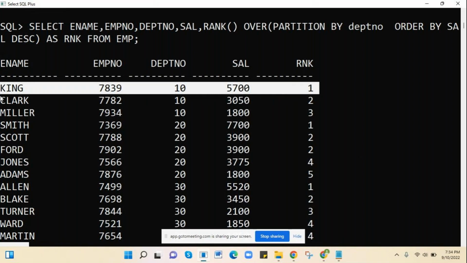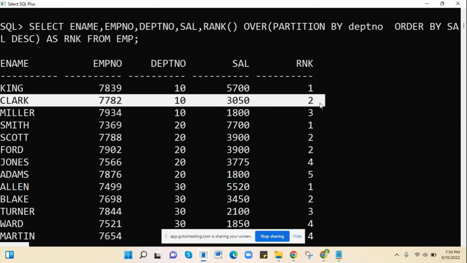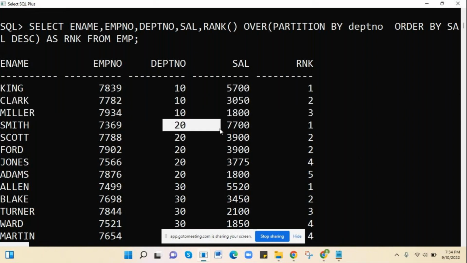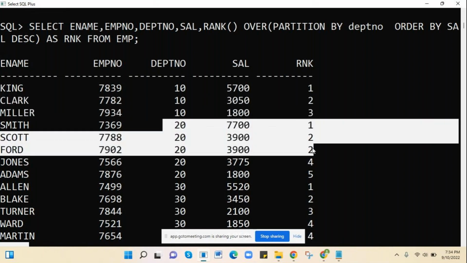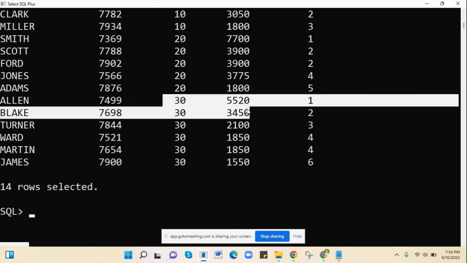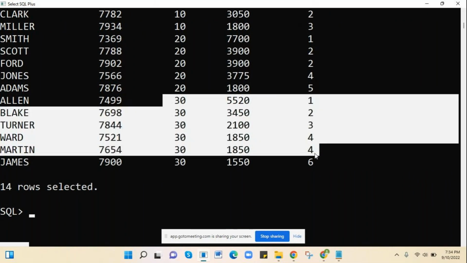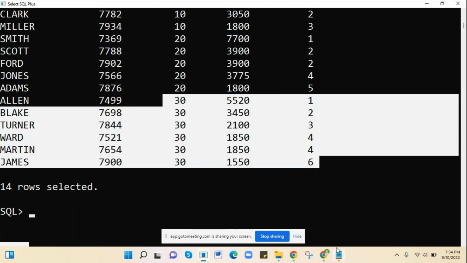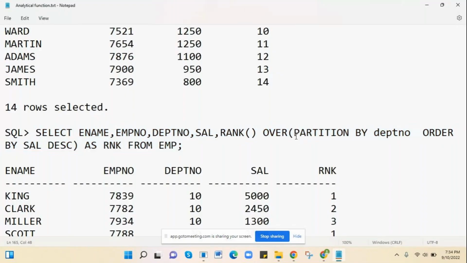Second highest earner is Clark in 10th department, not overall. Again, next 20 department, Smith is the highest earner. In 30 department, who is the highest salary earner? Allen. That is the thing. Partition by is same like group by, but group by we are using in select statement. Partition by we can use only in over clause, to divide into sub parts.